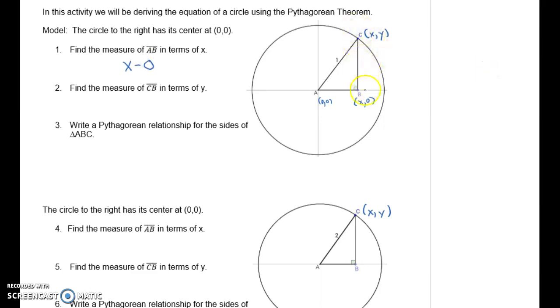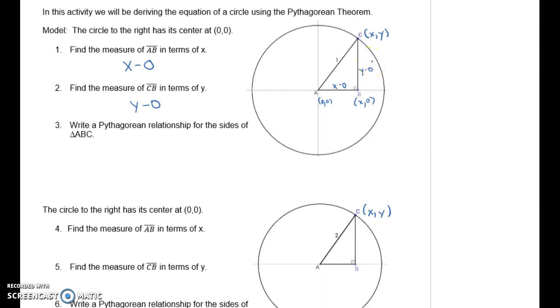For CB, I'm going to do the same thing. We're going up from here to the top point. So we're going just up in the y direction, up y units. But just like we did with the x, I'm going to write it as y minus 0. So this side right here is x minus 0, and this side right here is y minus 0.